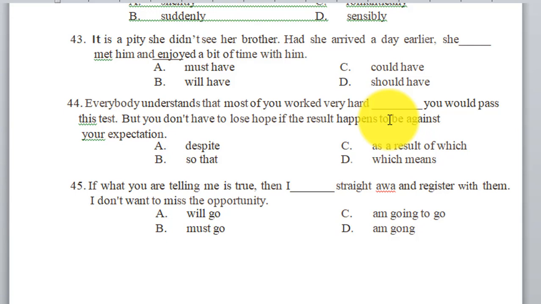Everybody understand that most of, look here, that most of you worked very hard, blank, you would pass this test, but you don't have to lose hope if your result happens to be against your examination. So that's the answer. Adverb clause of result. Here the first clause is simple past and the result clause should be modals: could, should, might, something like that. So we choose so that. Despite is not a clause, this is a phrase. Adverb clause of result has important rules: so that, in order that, on condition that, for fear. Also when you use them, there are some parameter structures we must see well, please.